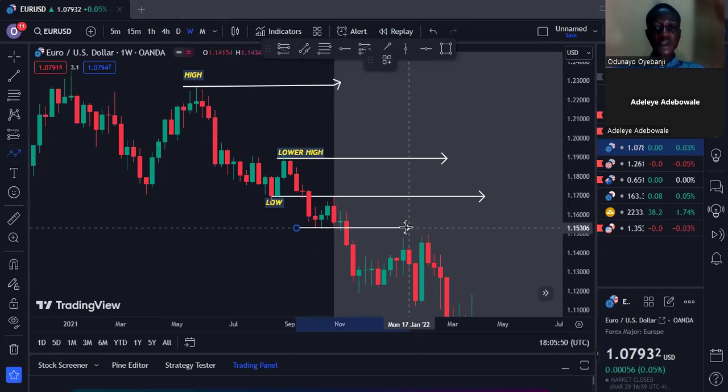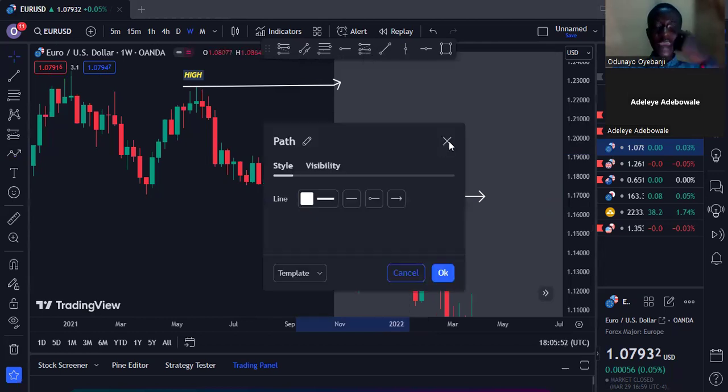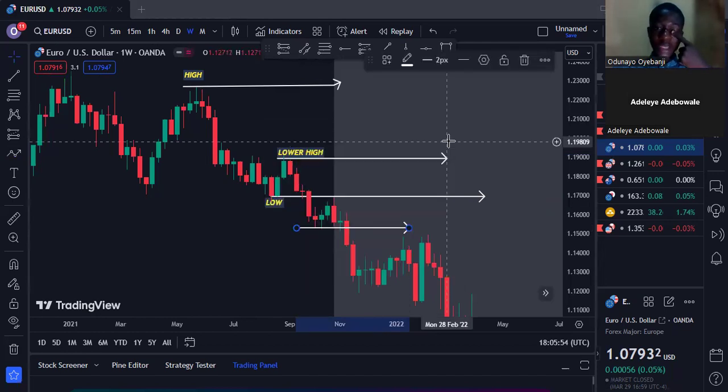With the formation of a new low, I'm able to say that we are in a downtrending market. Formation of a new low makes me able to say that we are in a downtrending market. Do you get that?